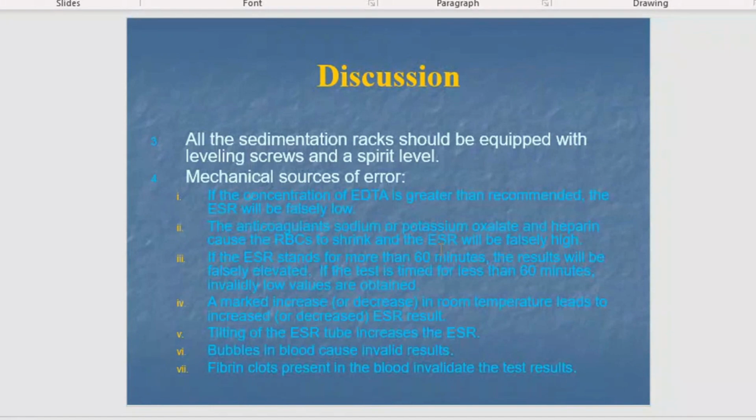It should be leveled. There are many mechanical sources, like bubbles, that can generate errors, and a decrease or increase in the room temperature can also influence the result. Tilting of the ESR tube also causes alteration, and fibrin clots can also be important. You have to be very careful, especially when choosing old age persons, and then test that with the erythrocyte sedimentation rate.